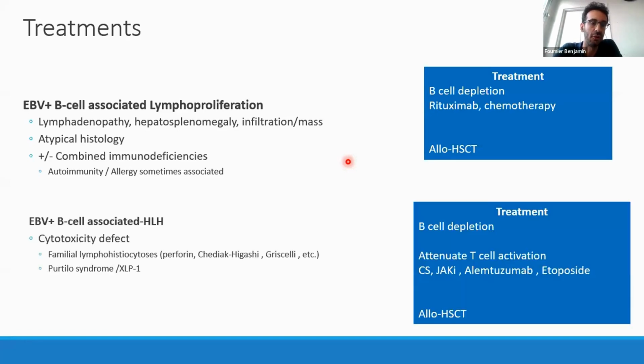Regarding EBV B cell associated HLH related to cytotoxic defect, you also have to remove a trigger. So you remove EBV using B cell depletion such as rituximab, but you also have to decrease T cell activation, and for that you can use corticosteroids, ruxolitinib, and you can also completely remove T cells using alemtuzumab or using etoposide, and then you also have to move to HSCT.